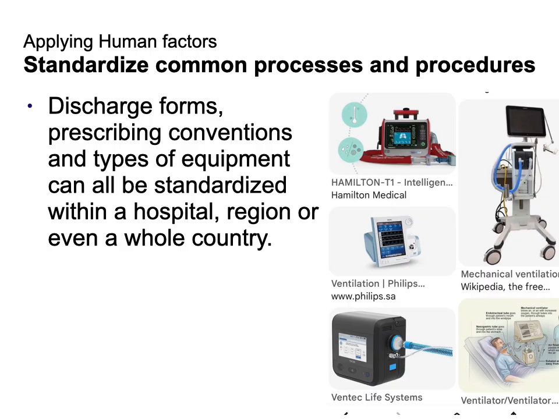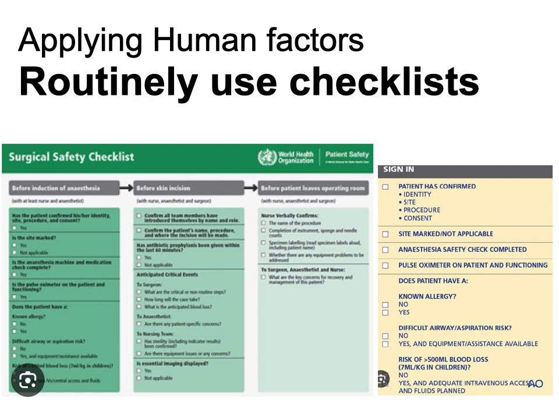Standardize common processes and procedures throughout the hospital. If we standardize all common processes, for example, we use the same prescription form, we use the same discharge form, and also standardize the equipment. If we are using a machine, we should have that brand all over the hospital, so this will help the staff to operate well and not to depend on memory to recall how to operate each device in different places and times. Applying human factors in workplace, routine use of checklists.